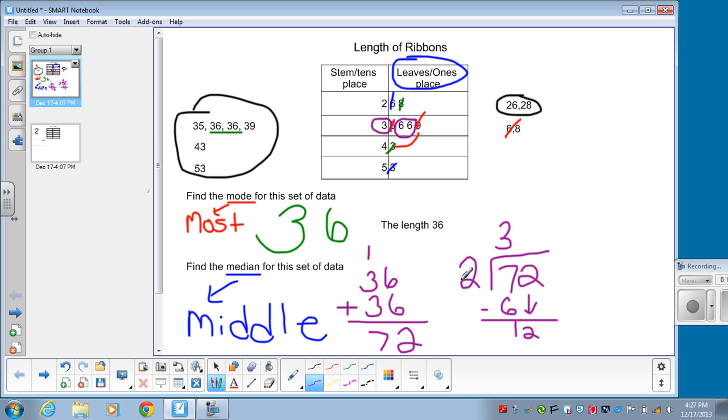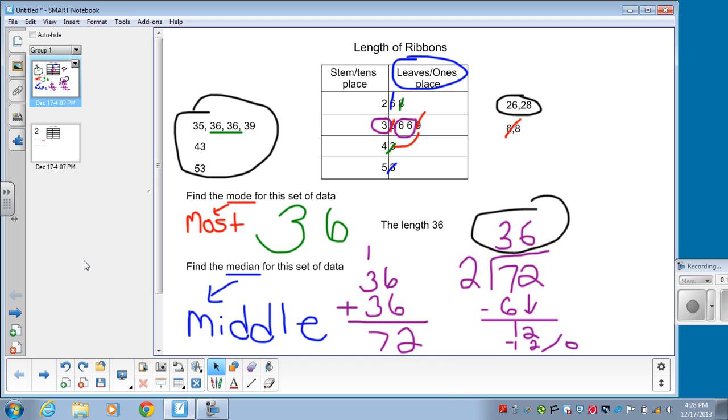2 goes into 12 how many times? Let me count by 2's. 2, 4, 6, 8, 10, 12. 6 times. Whoa. I subtract 12. When I subtract 12, my answer is 0. So the median for this set of data is also 36. That was pretty cool how our mode is 36 and our median is too. On to our last 2 questions.